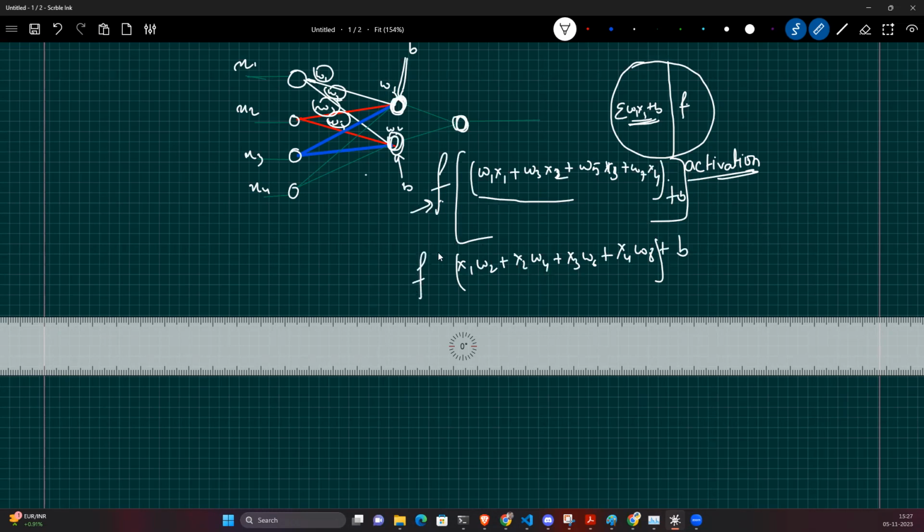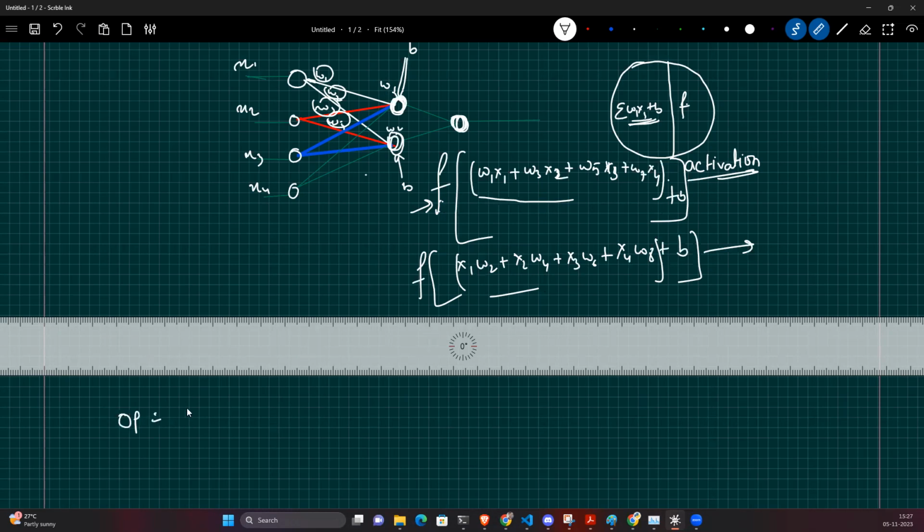Again, you pass through one activation function, and the output of this activation function goes to another layer. If there is a further hidden layer, it will go to that hidden layer. If not, it will directly jump into the output layer. Now, what is the input for this output layer? Very simple: the output of this function and the output of this function.